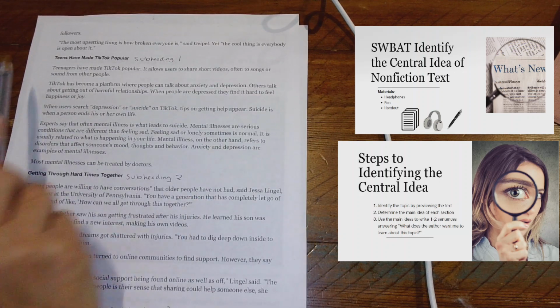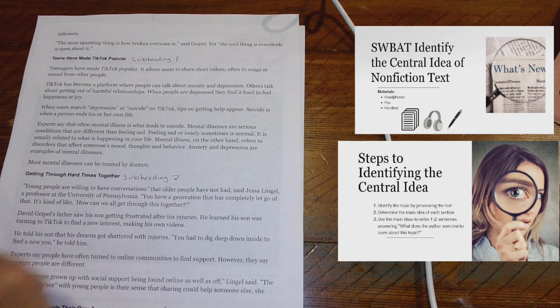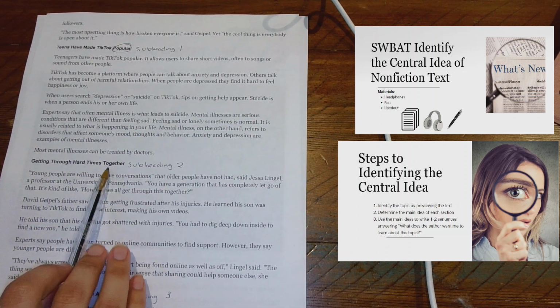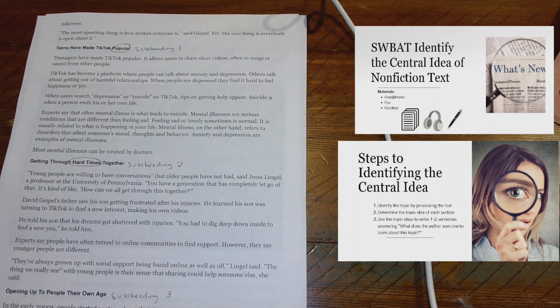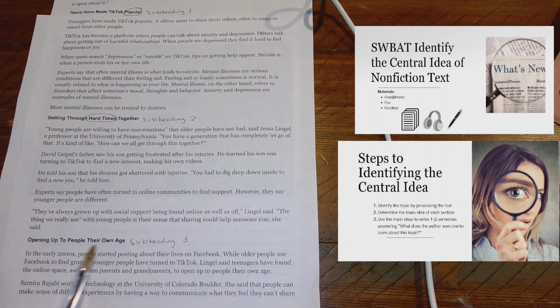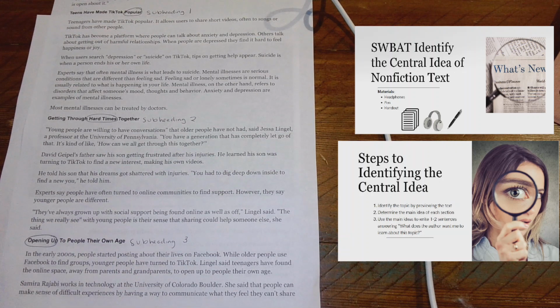So let's read each subheading. Teens have made TikTok popular. I might circle some keywords. We know it's about TikTok, but now I see a new word, popular. The next one says, getting through hard times together. So this part might be all about struggling. So I'm going to circle that. And in my last section, opening up to people their own age. I can tell this part will be about opening up.